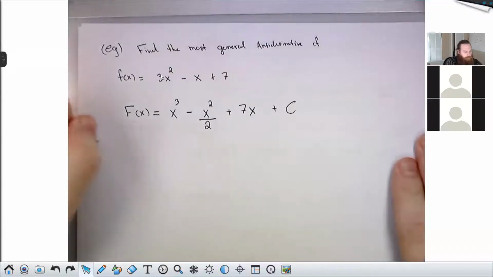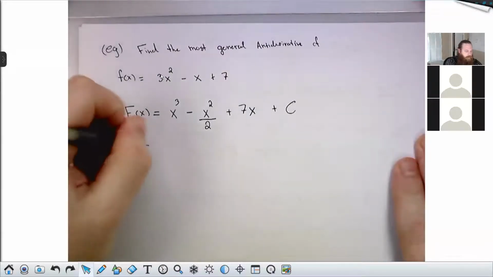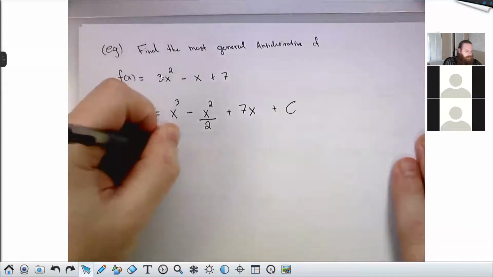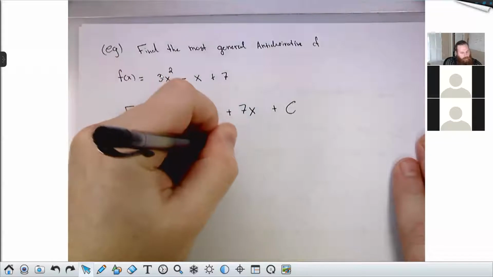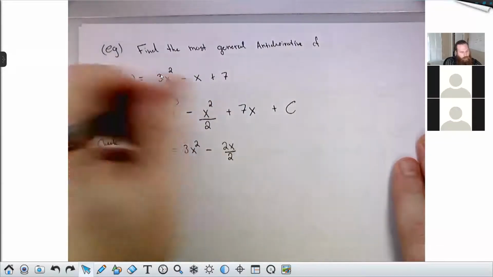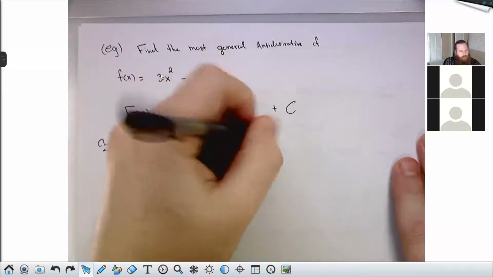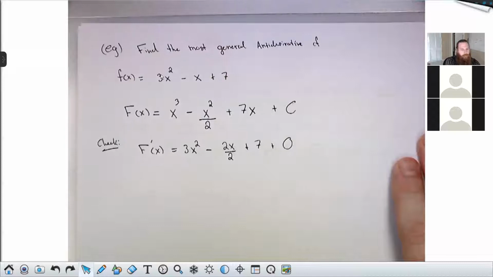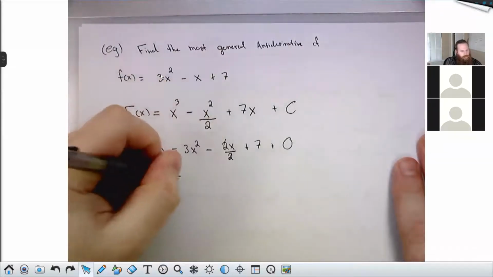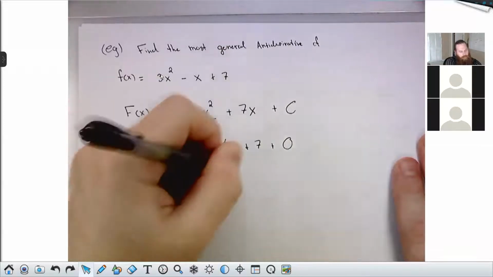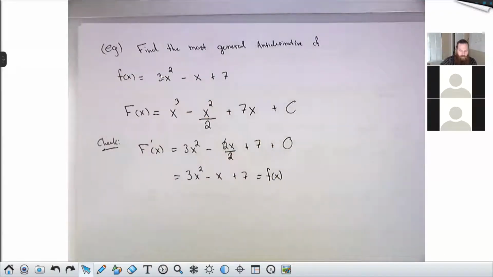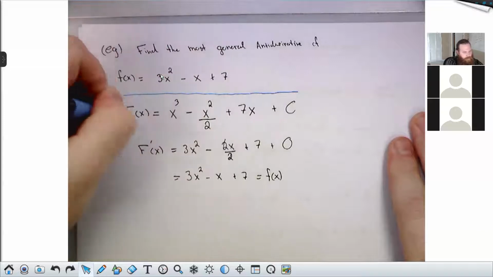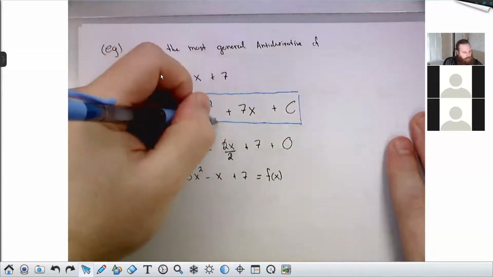And we can check. If I differentiate capital F, the derivative of x cubed is 3x squared, minus the derivative of x squared over 2, which is 2x over 2, plus the derivative of 7x, which is 7, plus the derivative of any constant, which is 0. The 2's cancel, and you do get 3x squared minus x plus 7, which is little f. So this is your most general antiderivative. This is your answer right here. Oops, the 2 should be included, sorry.